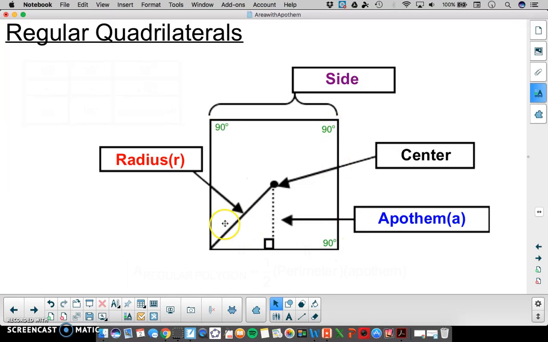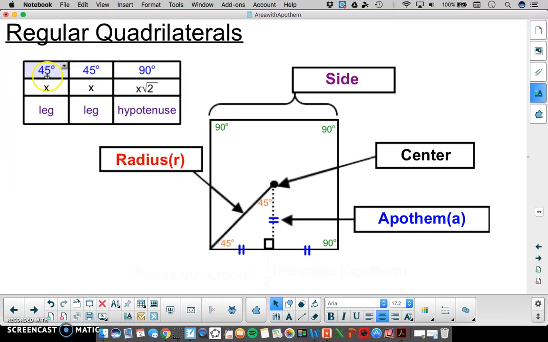Because we know all of our angles are 90, the radius bisects that angle and makes a 45-degree angle, which makes that angle at the center also 45. So therefore we have a 45, 45, 90 triangle here. Because the apothem cuts that side in half, and because this is an isosceles right triangle, we know all three of those segments will be congruent.